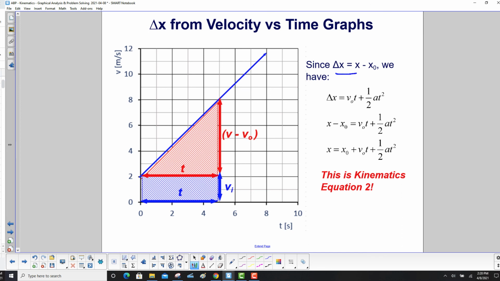Since delta x is x minus x0, we'll go ahead and substitute that in for delta x. We get x minus x0 equals v0t plus 1/2 at squared. Put x0 on the other side, and look at this. We have kinematics equation number 2.